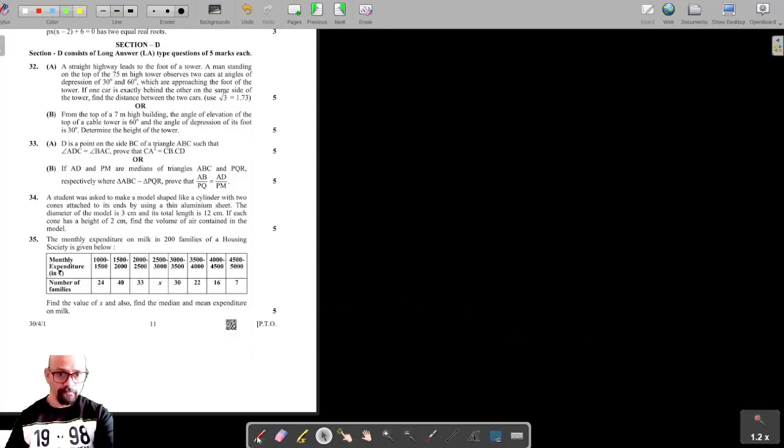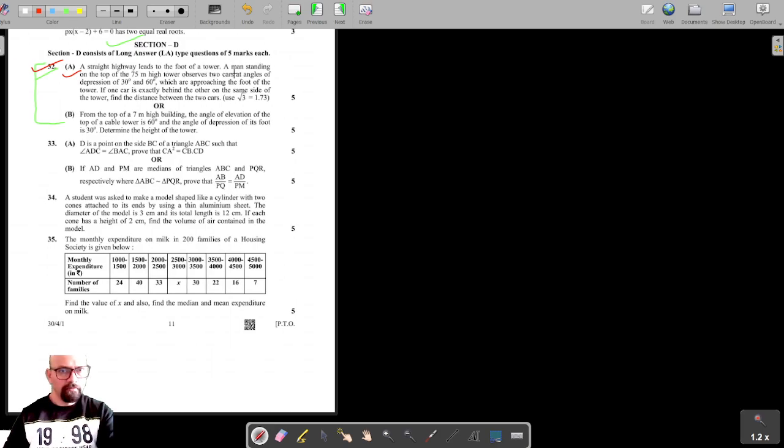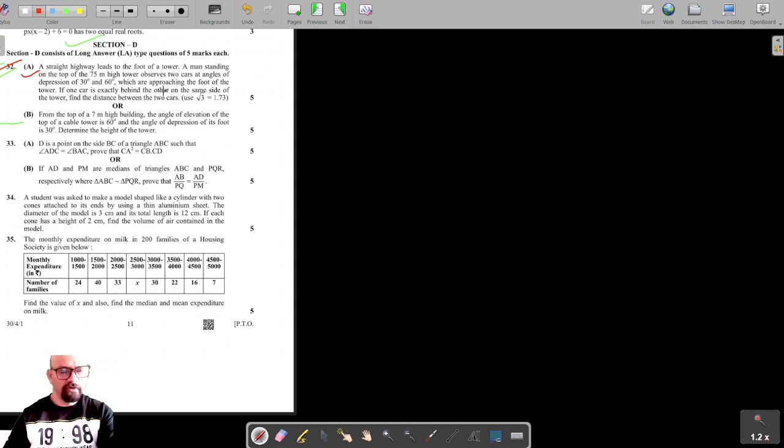We are on section D, where we have to solve the long answer type questions of 5 marks each. And we are going to solve both the parts of 32nd question. Now, for 32nd question, part A, it says that a straight highway leads to the foot of a tower, and a man standing on the top of the 75-meter high tower observes two cars at an angle of depression of 30 and 60 degree. So this is question number 32 and part A we are doing.